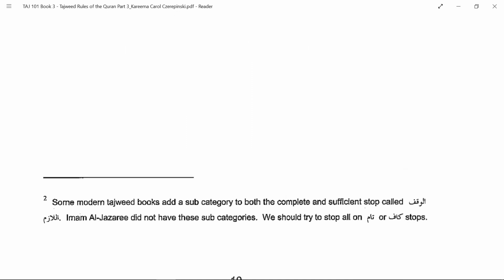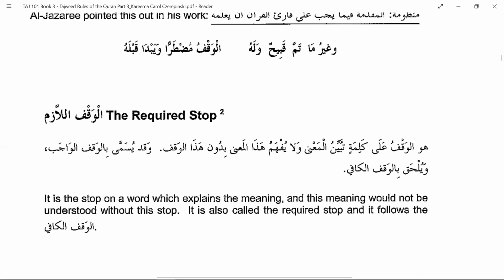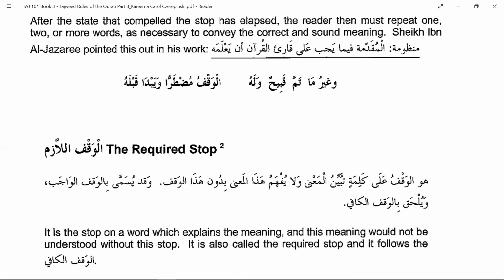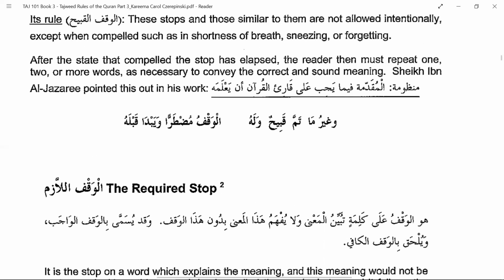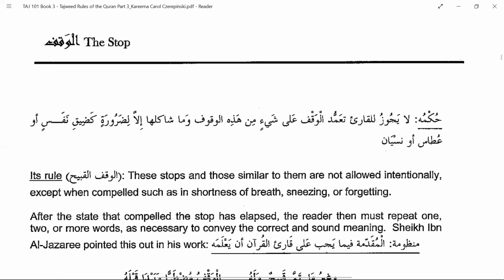Some books have a subcategory for both complete and sufficient stop, which is called waqful lazim. But Imam al-Jazari did not have these subcategories, and that is why in these books it is explained this way. We should try to stop on all the tam, which is sufficient, and kafi stops, where if you see waqful lazim, they have classified it as such. So we saw the rulings.